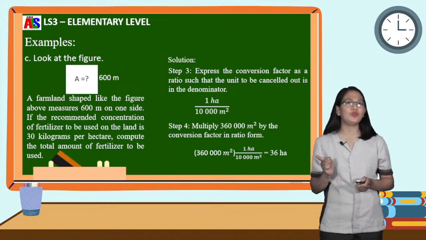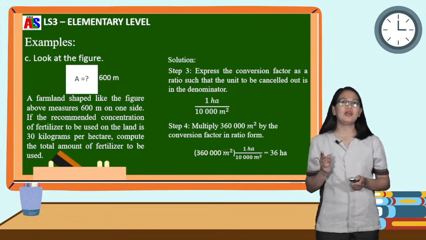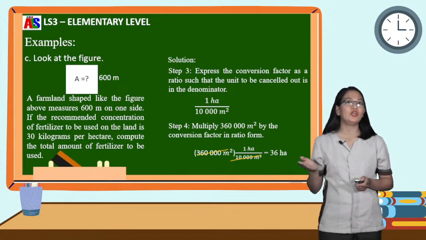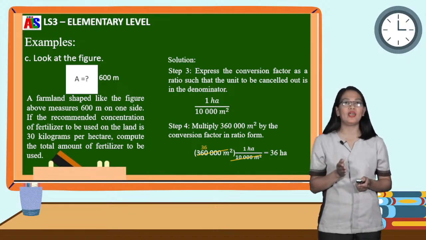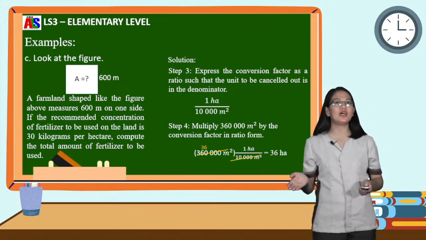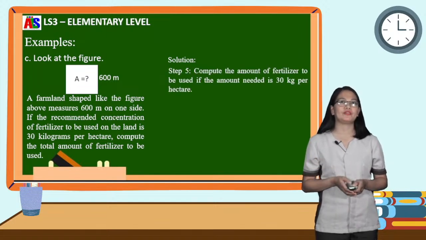Now recall your fractions, multiplying fractions, okay? 360,000 square meters divided by 10,000 square meters will give us a quotient of 36. And 36 times 1 hectare, that is equivalent to 36 hectares. Are we done? Not yet. It is because we still have step 5.